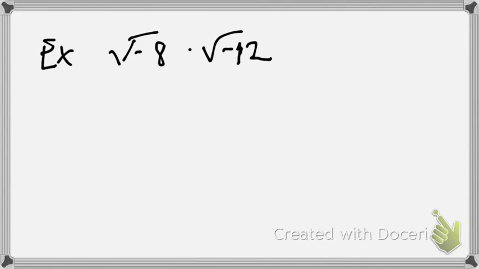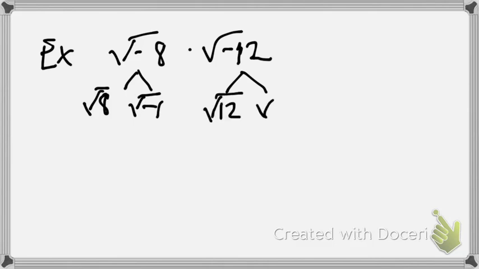What you have to do is break these down individually because you're taking the square root of a negative. So the square root of negative 8 is going to equal the square root of 8 times the square root of negative 1. We're breaking it up just like we did with the previous examples. Over here, the square root of negative 12, break that up. That's the square root of 12 times the square root of negative 1.